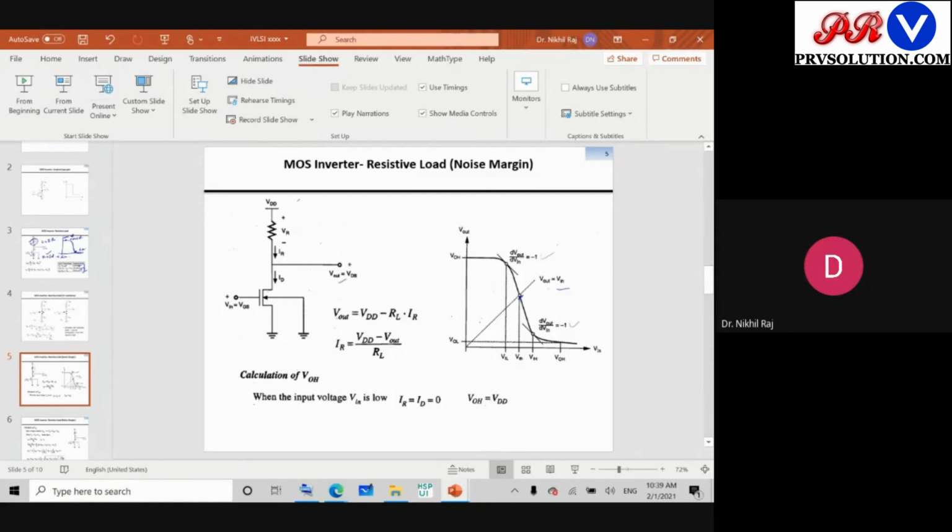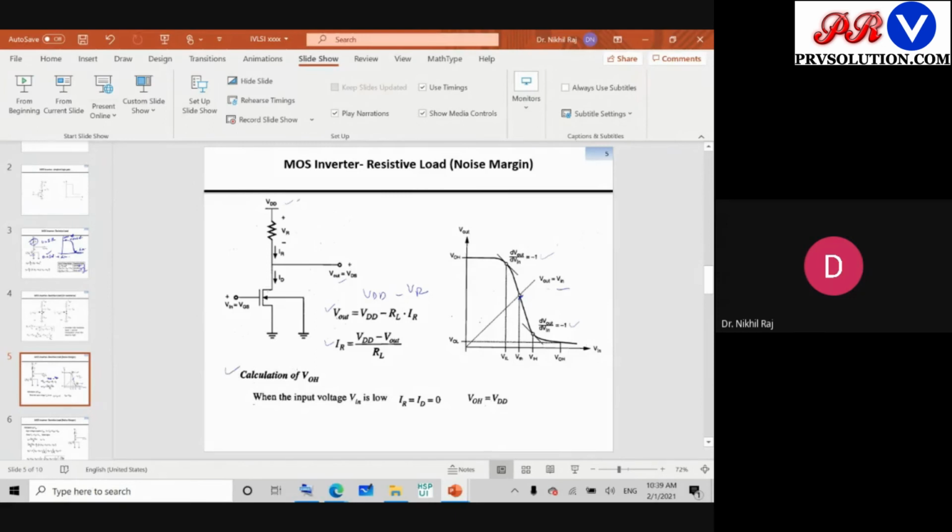Okay, and the V out expression will be, if suppose a current is flowing, V out equals VDD minus VR. VR is nothing but Ohm's law, IR into RL. So this will be your V out expression. So from here I can derive the equation for IR.